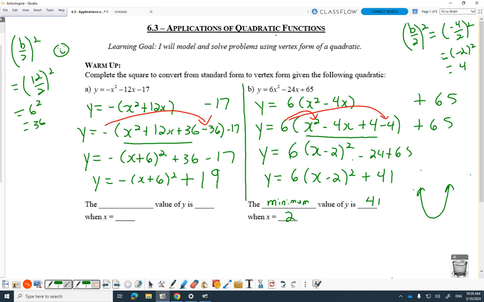So the blank value, I'll get to that, of y is 19 when x equals -6. That one in the brackets is always the opposite for some stupid reason. Is this a max or a min? Max. Again, I encourage you to do this either in your brain or off to the side to go, hey, this is a downward opening parabola. This will be a maximum value.